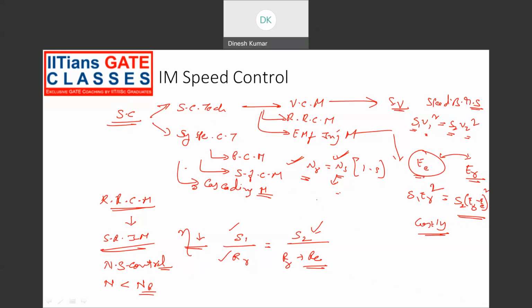The next and final method is the supply frequency control method. With this method, both speeds, above rated speed as well as below rated speed, can be achieved. For speeds below rated speed, this type of control is called the variable voltage, variable frequency method. It means both voltage and frequency are varied such that the V by F ratio remains constant. So in the VVVF method, the condition to be satisfied is NS1 minus NR1 equal to NS2 minus NR2.